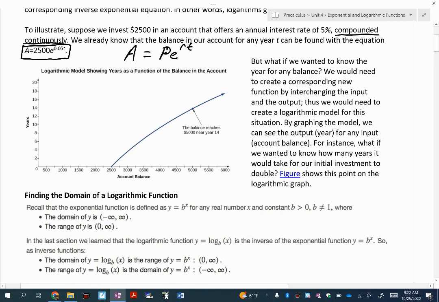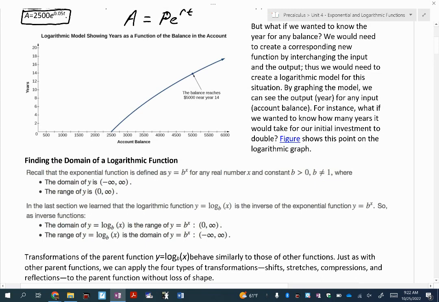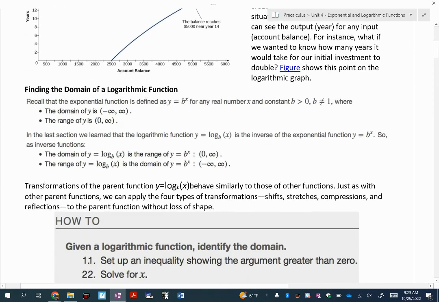So you can see this graph here. Now you'll notice because we're talking about actual money, we're not going to be talking about this moving into the negatives, but you get to a place where if you're investing, you could lose money. So this curve could eventually be going down if something were to happen. But for our purposes, we're just dealing with this curve moving to the right and up forever. So let's talk about the domain.